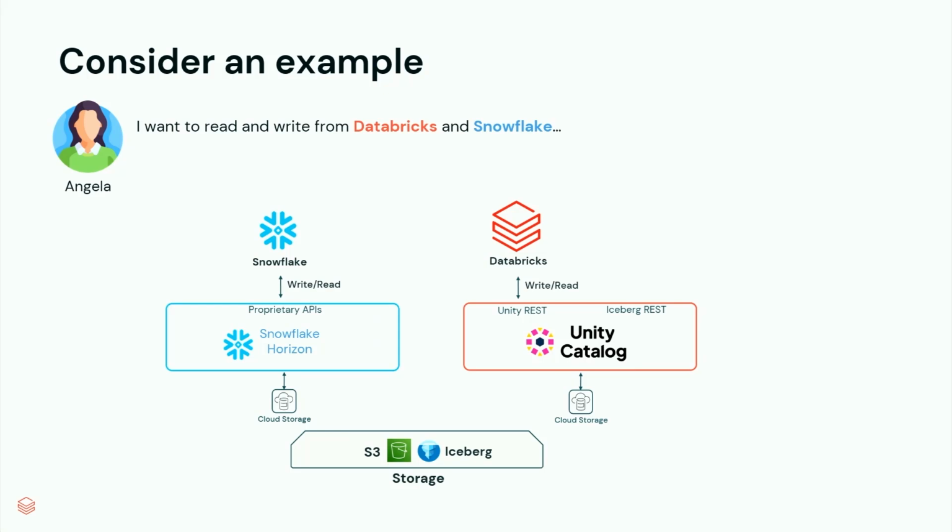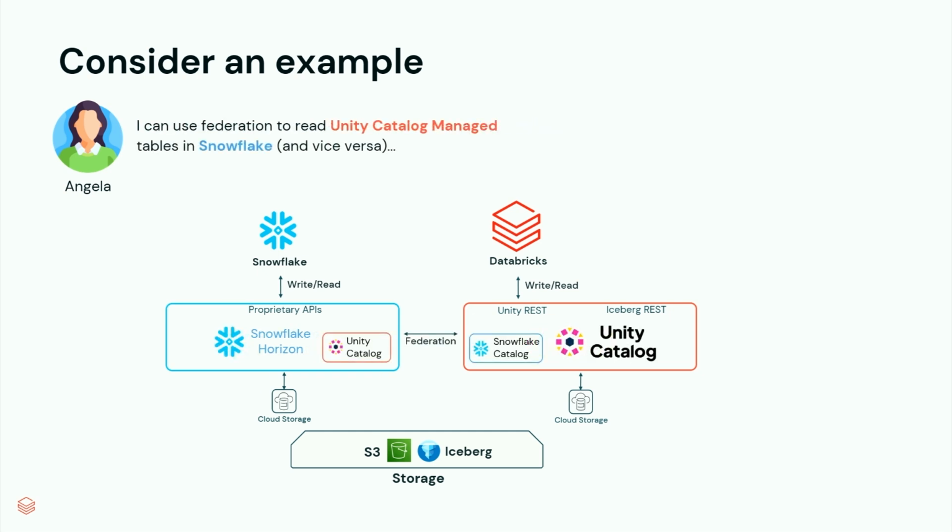Okay, back to Angela. Now we're going to look at how we can use federation again to solve another common interoperability challenge I see with customers, which is you have customers who are using Snowflake and they're using Databricks, and they want to write from both those engines, but then make everything accessible to both engines. So write from both, read everything from everywhere. So to do that, you can use federation.